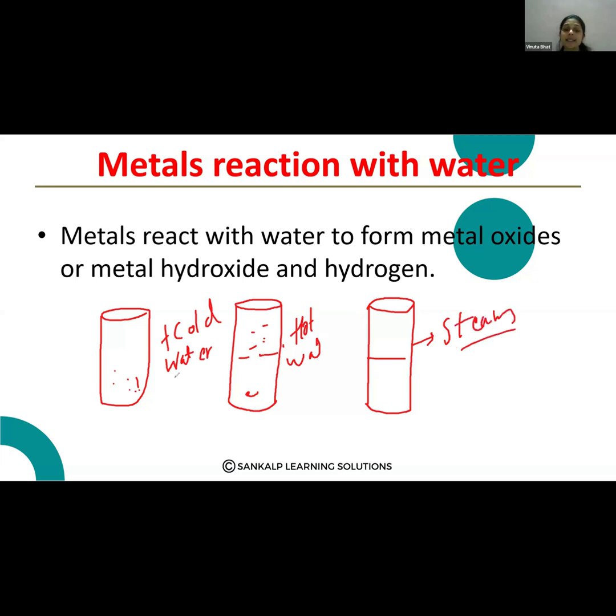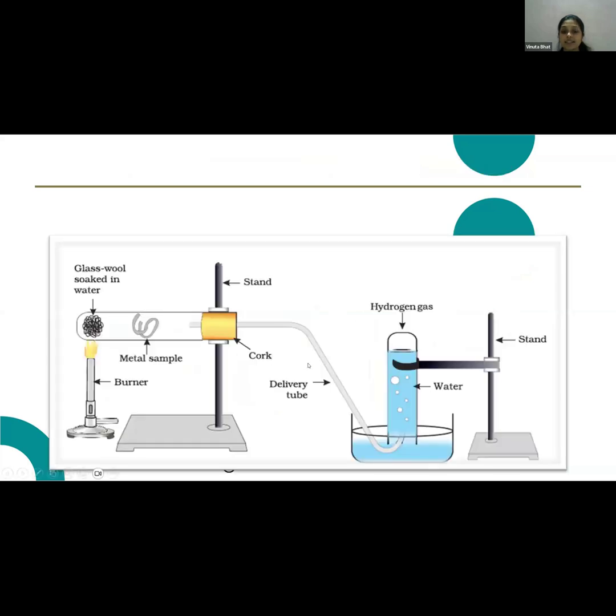So some metals react with the cold water, some metals react with the hot water, and some metals react with the steam. So the changes that we can observe in the metals, let us study the reactions. Okay, so this is the experimental setup. So how the metals react with the steam. Okay, so let us see, this diagram is very important.